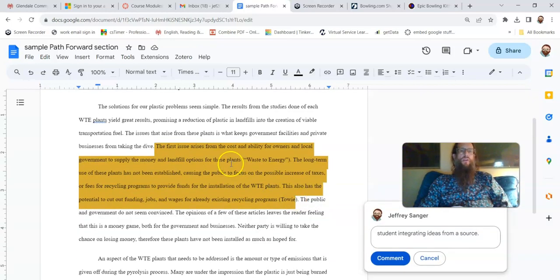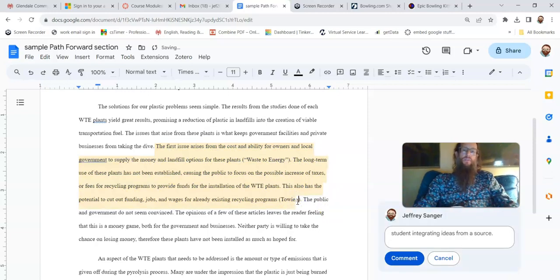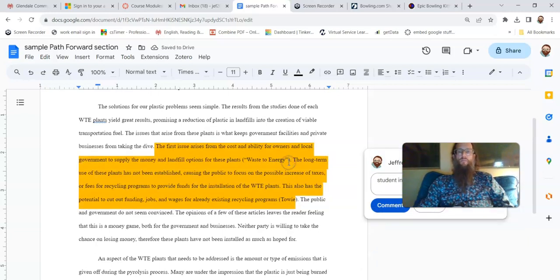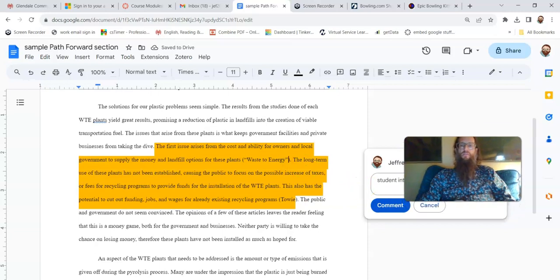But of course, the facts about this cost and ability piece, or the facts about recycling fees and taxes, all these are from the sources. And so that's what the parenthetical citation does, it gives the source credit for those facts. Now, of course, this is an MLA example. If you're an APA person, then you would need to add the publication date after the author's last name, right? Same with this, publication date after the title.